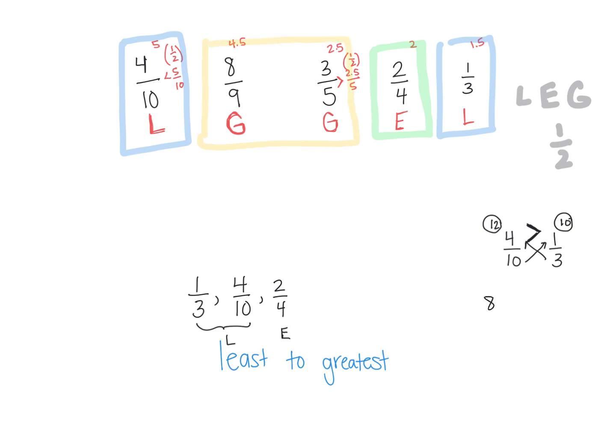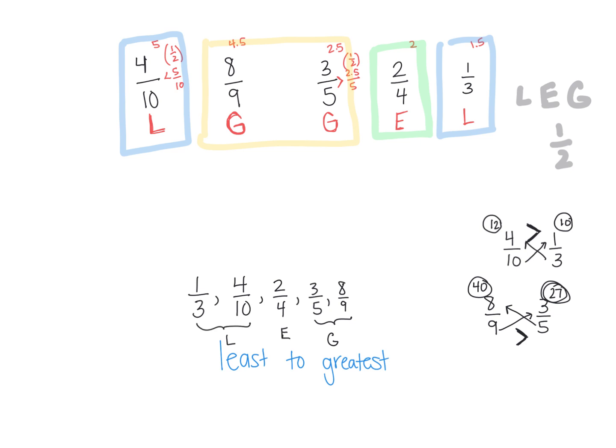Again, I'll come over here to the side, 8/9 and 3/5. I know they're both greater than 1/2, but I don't know which one's larger. So I will cross-multiply. 5 times 8 is 40. 9 times 3 is 27. After multiplication, I can see that 27 is smaller. So therefore, 3/5 is less than 8/9, or 8/9 is greater than 3/5. So 3/5 will go next, and finally, 8/9 will go last. These are my G's that I came over here to the right and cross multiplied.